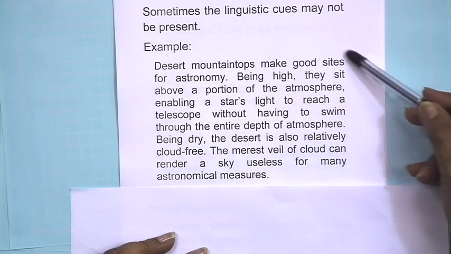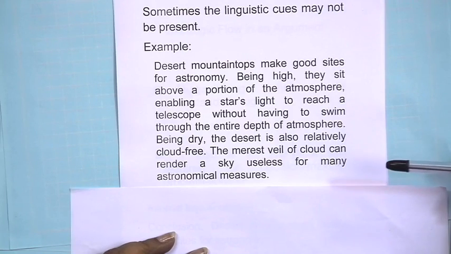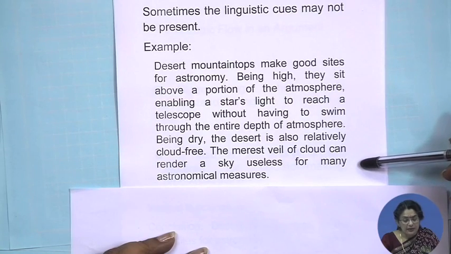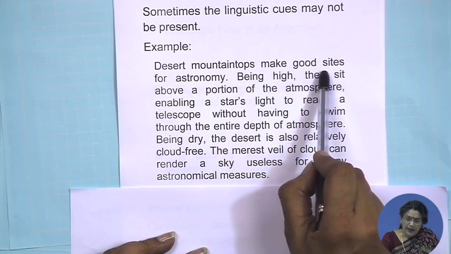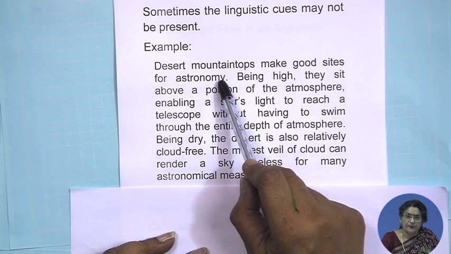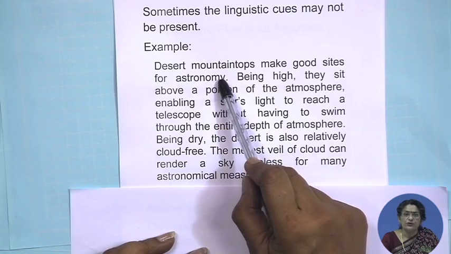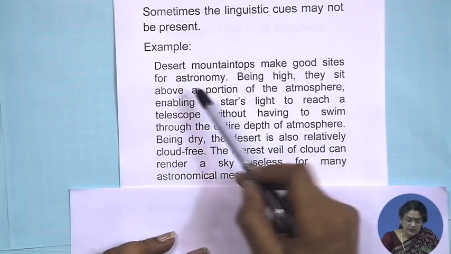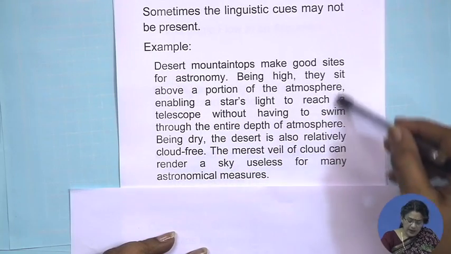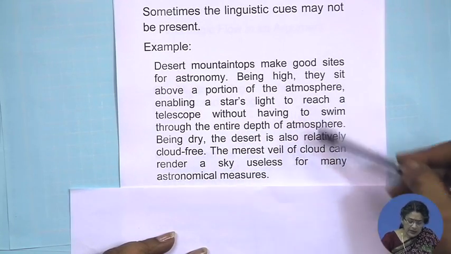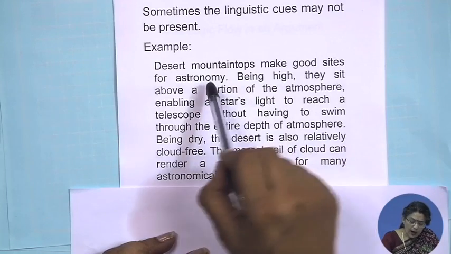Is it a set of claims which has a main claim? Is it trying to push one point as its principal or main point? The answer, if you read it again, is yes. The whole passage is trying to establish that desert mountaintops make good sites for astronomy. So, if you are thinking about where to put an astronomy lab, the answer is better sites are desert mountaintops. And the remaining claims you see here are reasons being given why this has to be the case.